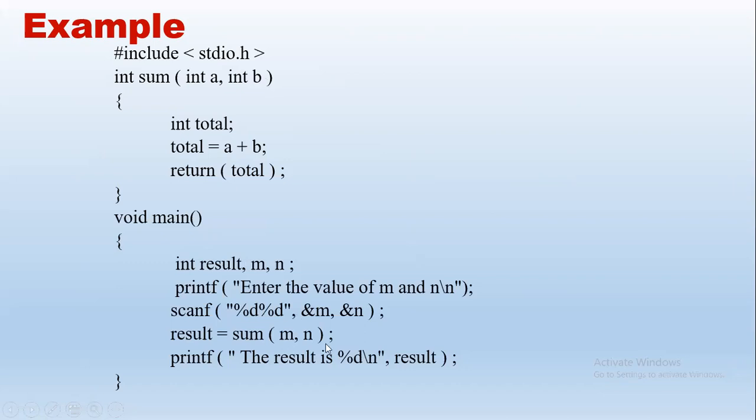If you note, the order, int and int, is the same. Number of parameters, 2 actual parameters and 2 formal parameters, same. Data type, M and N are integers, A and B are also integers. So the order, data type and number of parameters in actual are the same as formal. M and N are actual parameters, A and B are formal parameters. So the compiler will continue. A is 1, B is 2.